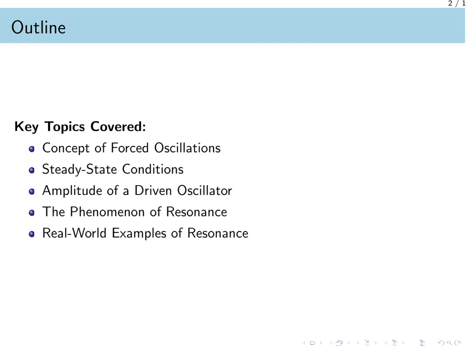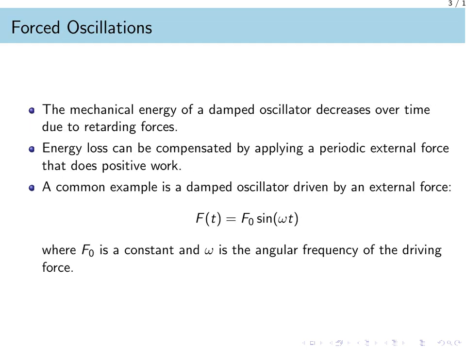engineering and physics. We have previously seen that the mechanical energy of a damped oscillator naturally decreases over time because of retarding forces like friction or air resistance. However, we can compensate for this energy loss by applying a periodic external force that does positive work on the system. A common example of this is a damped oscillator being driven by an external force that varies over time.